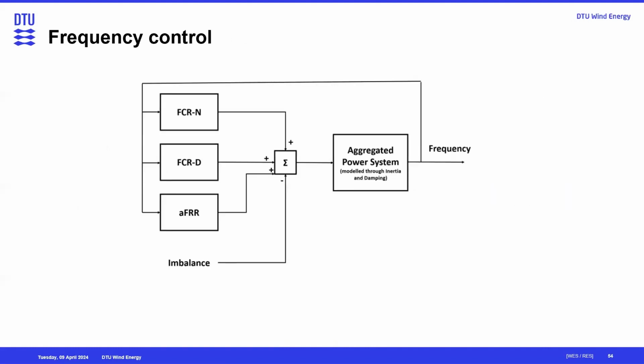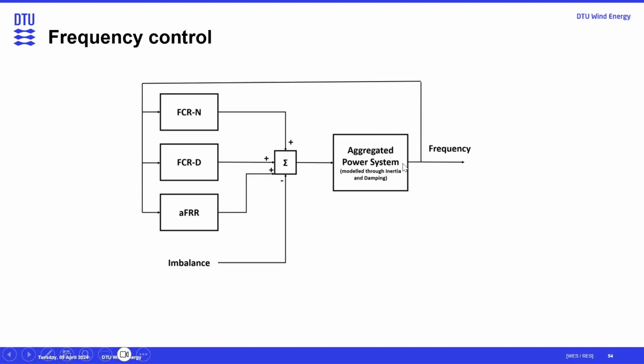And the frequency control process is the automatic frequency control process. So here in Nordic, we have the FCR-N, which is the frequency containment reserve for normal events like the forecast imbalances. Then we have the frequency containment reserve for disturbance, FCR-D, and then the already activated aFRR and the imbalance. When you add them together, you get the total aggregated imbalance.